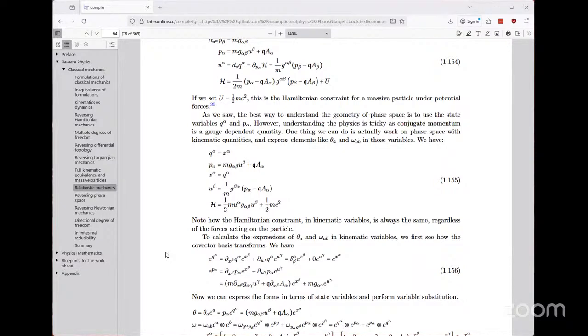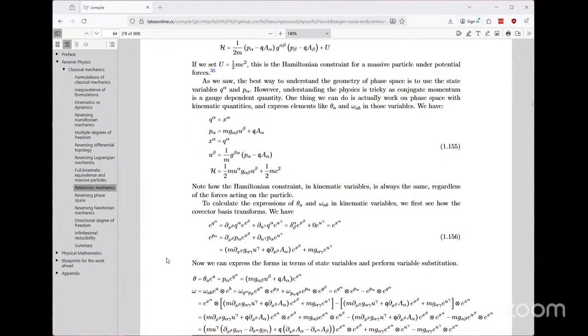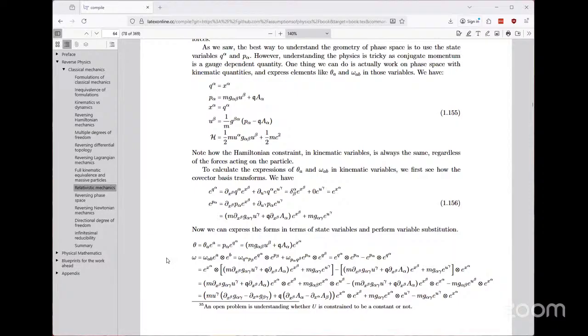Note how the Hamiltonian constraint in kinematic variables is always the same, regardless of the forces acting on the particle. To calculate the expression of θ_α and the form ω_AB in kinematic variables, first see how the covector basis transforms.